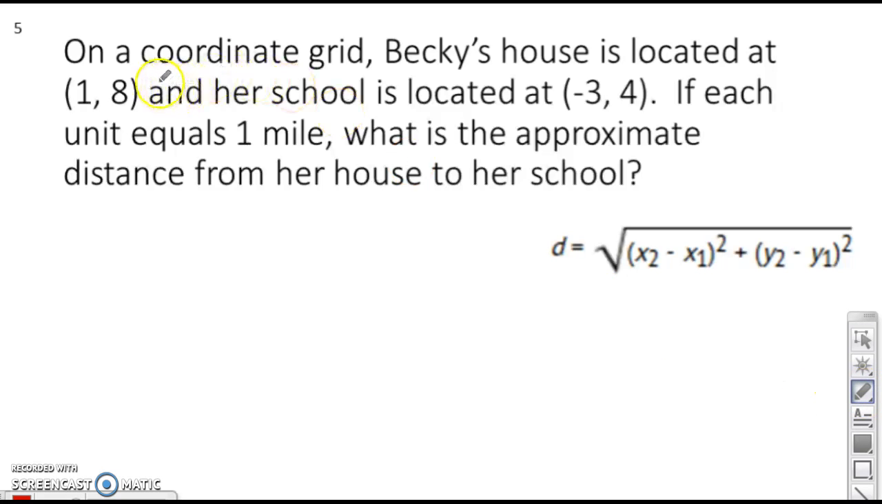On a coordinate grid, Becky's house is located at (1, 8) and her school is located at (-3, 4). If each unit equals 1 mile, what is the approximate distance from her house to the school? Okay, so we're looking for the distance.